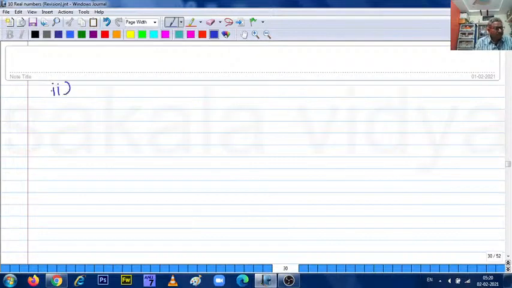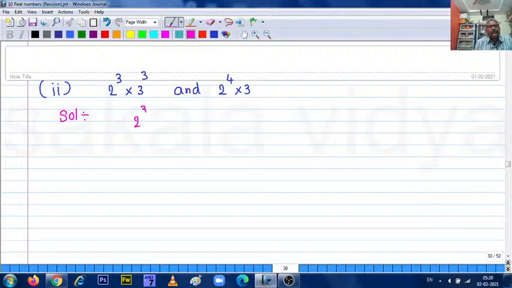Second question. 2 cube into 3 cube, already they have expressed as the product of primes, and 2 power 4 into 3. Now solution. First let us find out HCF. So here the given numbers are 2 cube into 3 cube, and 2 power 4 into 3.